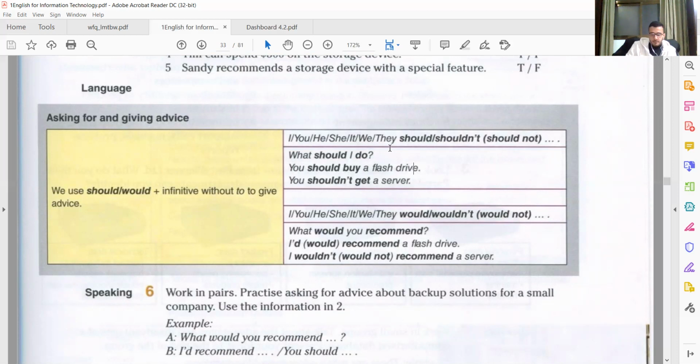I tell you, you should study hard. You should study hard. You shouldn't waste your time. This is advice. This is how I give advice.